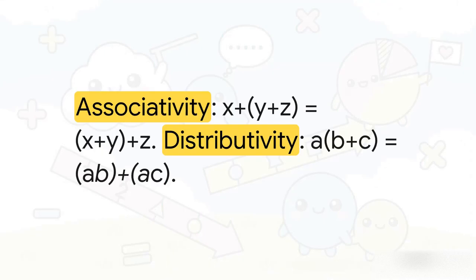We've also got associativity. That's just a fancy way of saying you can change how numbers are grouped in parentheses without changing your final result. And then there's distributivity, which is basically spreading multiplication out evenly across a sum. So multiplying A by the sum of B plus C is exactly the same as multiplying A by B and then adding it to A times C. It's like a neat little mathematical package deal.